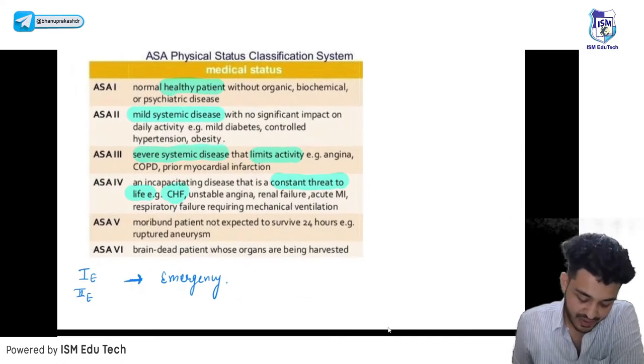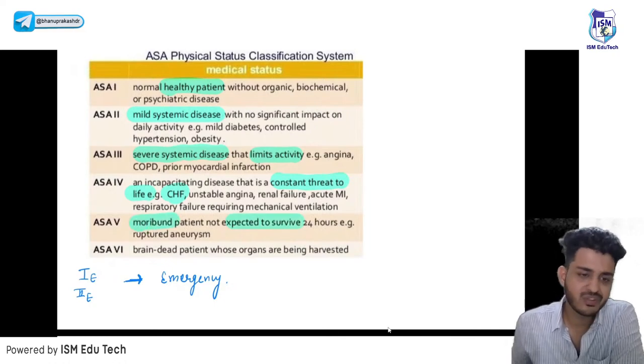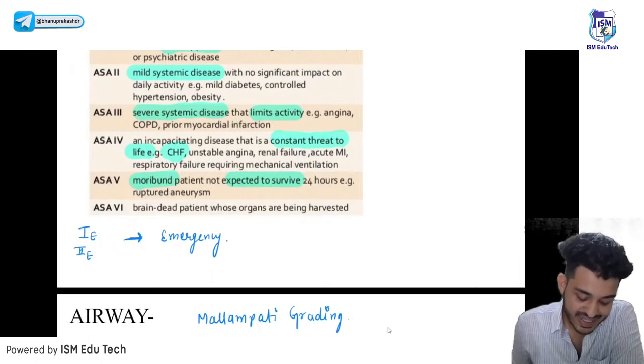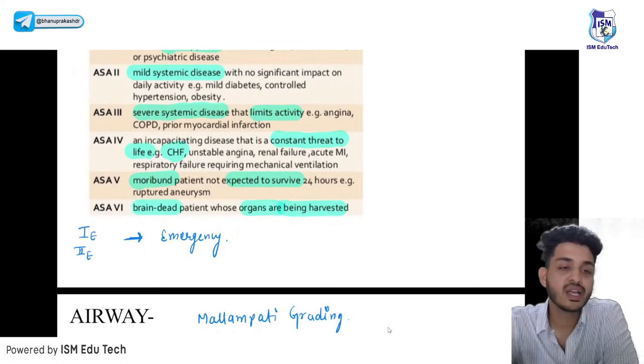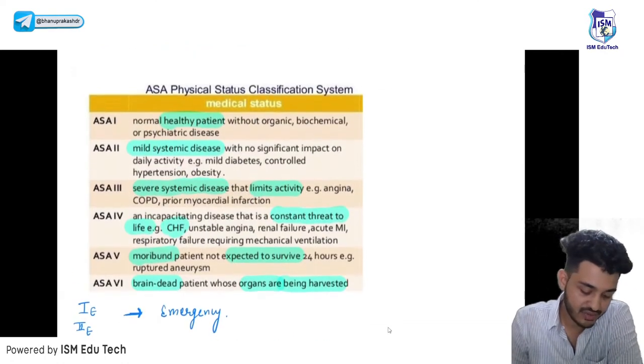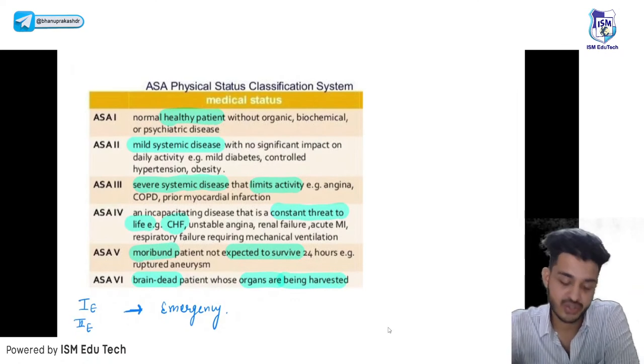In ASA 5, there will be moribund patients, not expected to survive for more than 24 hours. ASA 6 will be organ harvesting, organ harvesting for brain dead patients. So these are the six grades that will tell us about the situation of the patient.